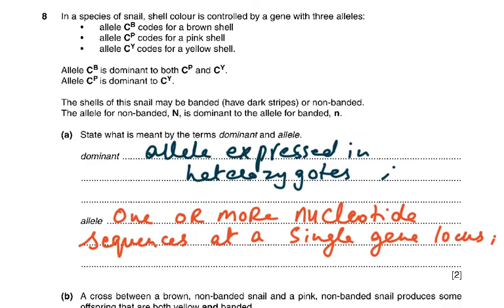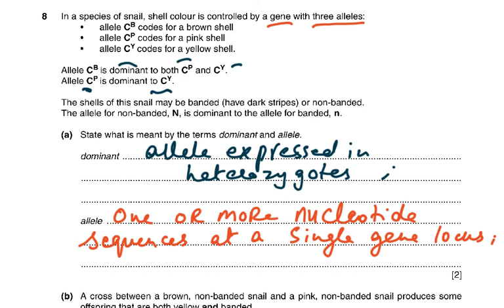The last question of section A: in a species of snail, shell color is controlled by a gene with 3 alleles. Allele C^B codes for brown, C^P codes for pink, and C^Y codes for a yellow shell. Now C^B, brown, is dominant to both the pink and the yellow, and C^P, the pink, is dominant to the yellow.